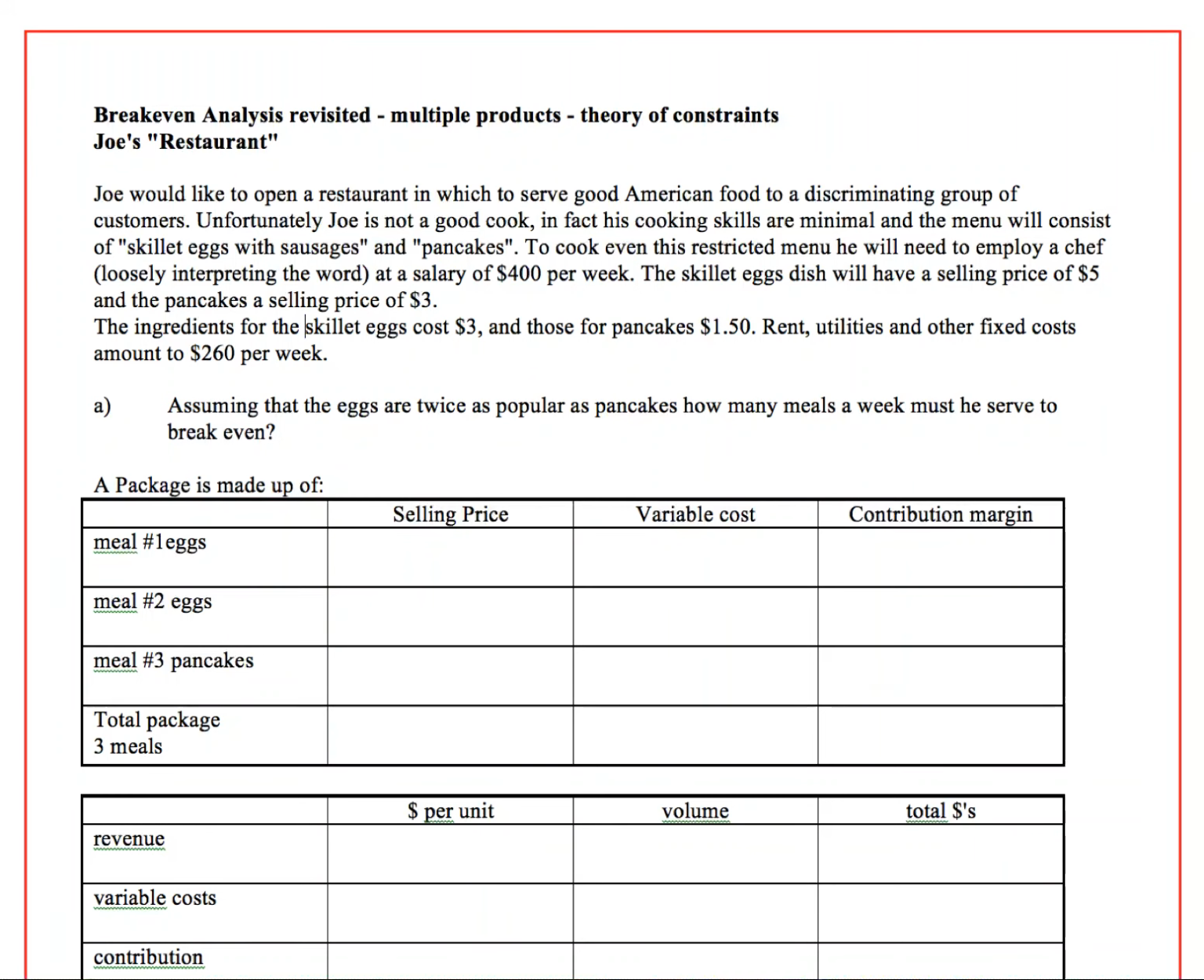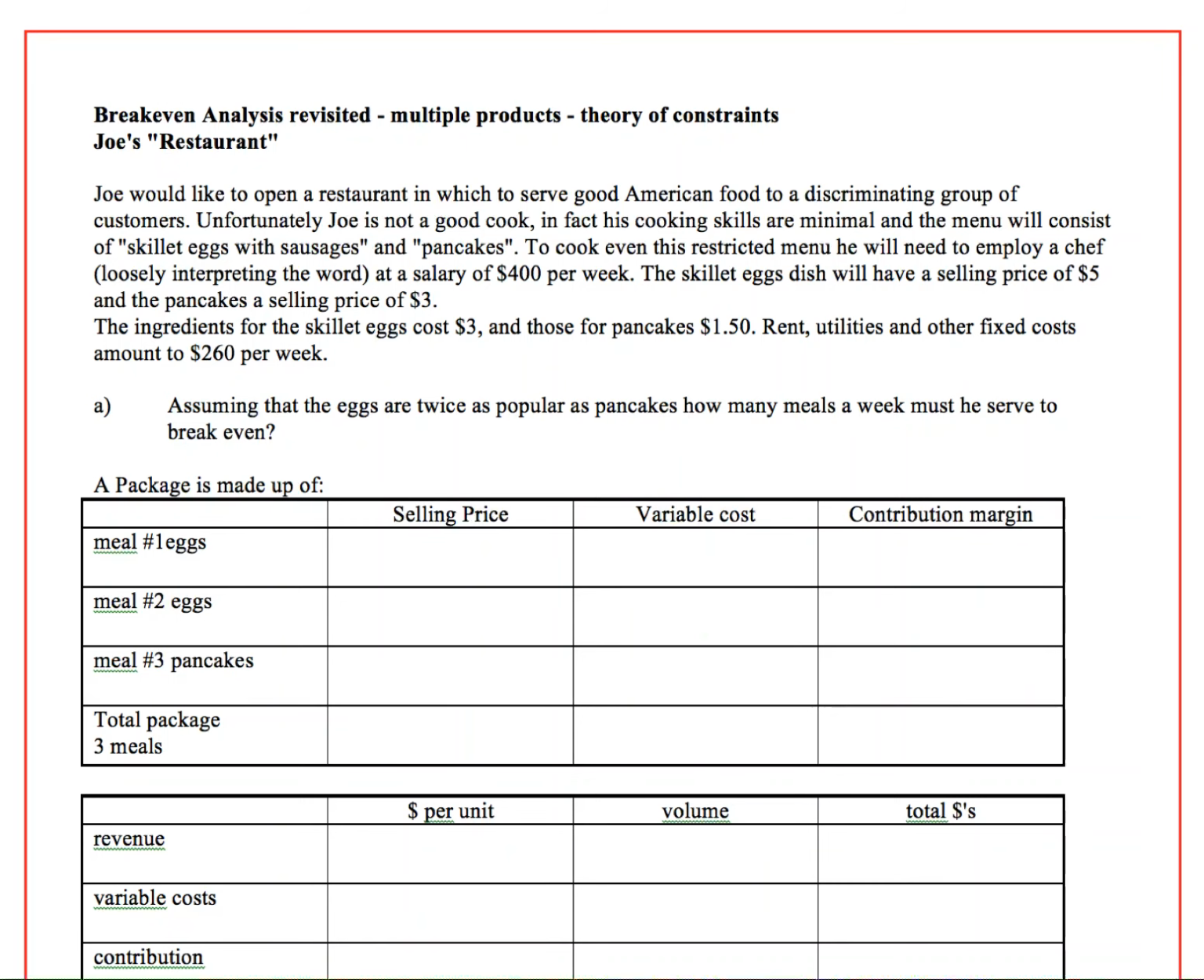And we're told that the ingredients for the skillet eggs cost $3, and those for the pancakes are $1.50, and rent, utilities and other fixed costs amount to $260 per week. So, assuming that the eggs are twice as popular as pancakes, how many meals a week must he serve to break even? And this is a case where we're doing CVP analysis with multiple products, and the first way of looking at that is to consider a fixed ratio of products and look at the number of packages.